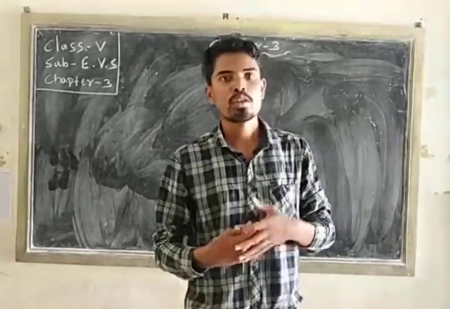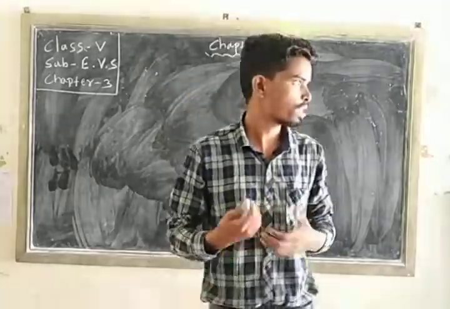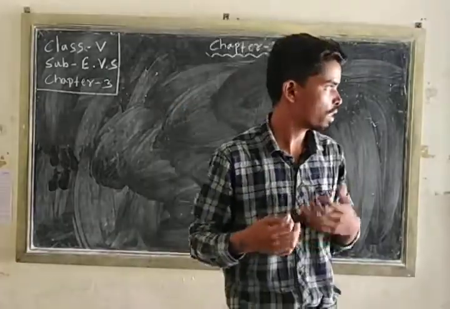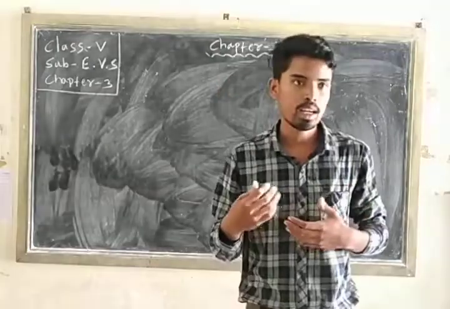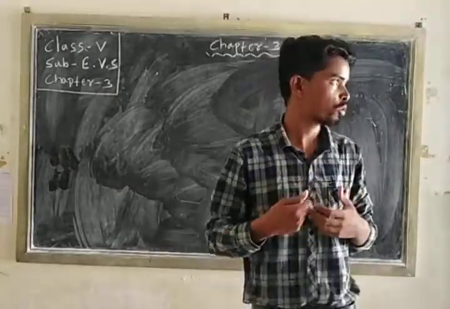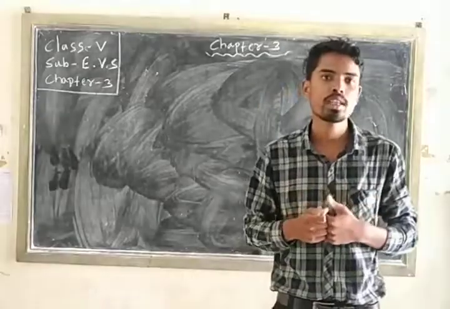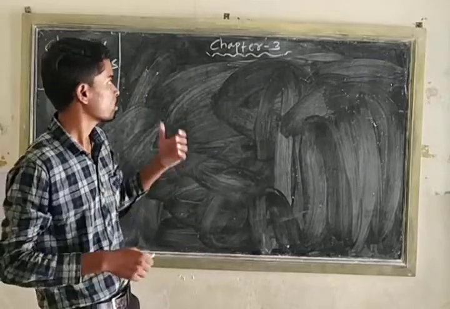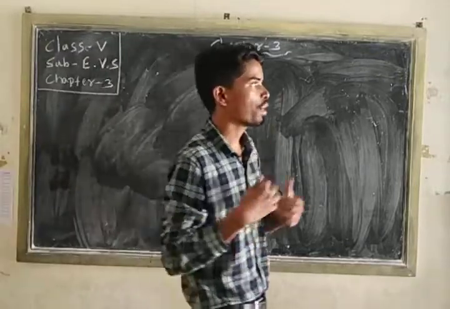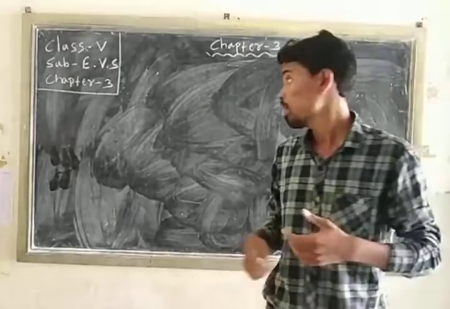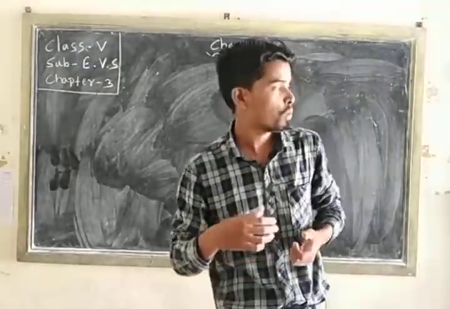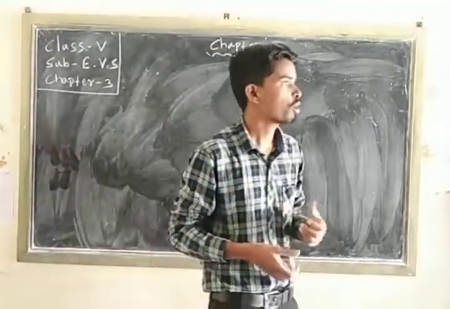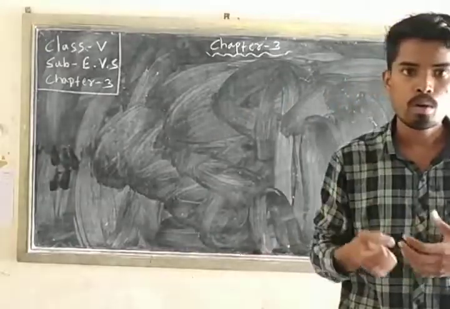Okay, and now some methods for prevention. So we should prevent ourselves from different diseases, and for prevention we have to follow some rules. Okay, so first, we should boil the water. Okay, we should boil the water. We should take hot water.